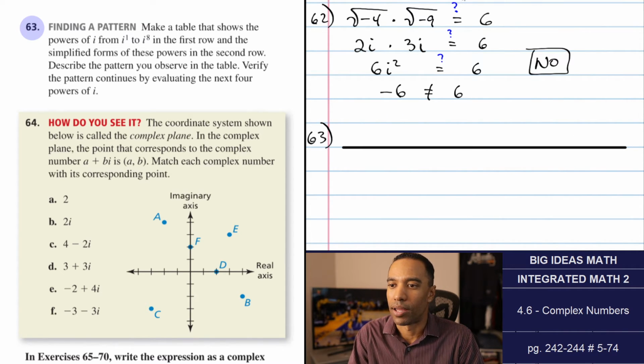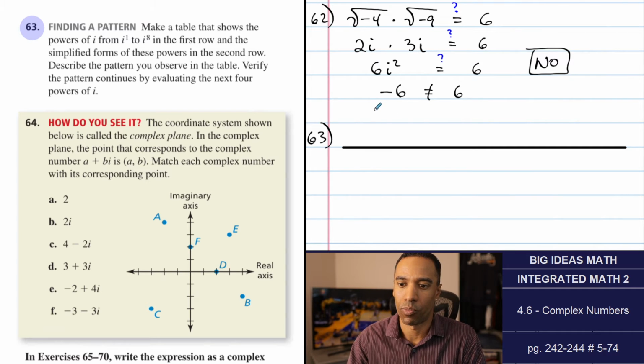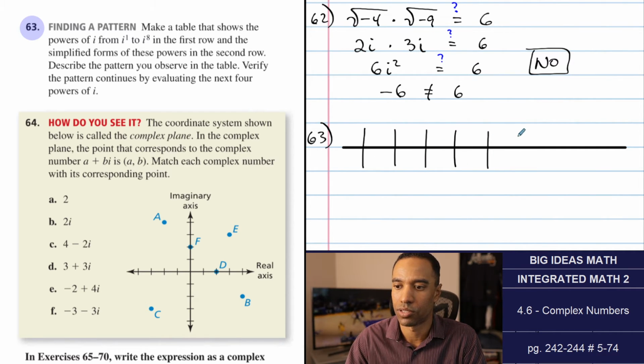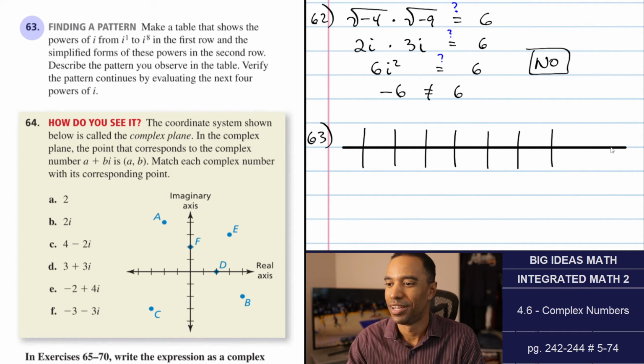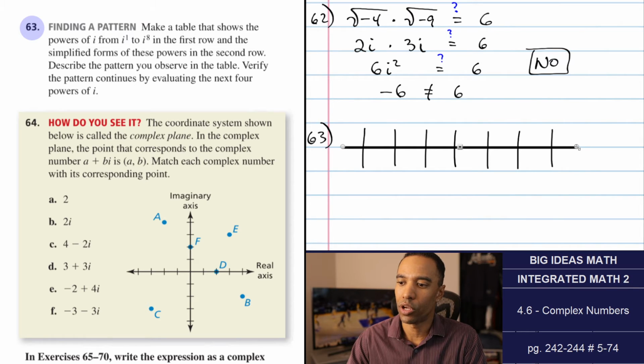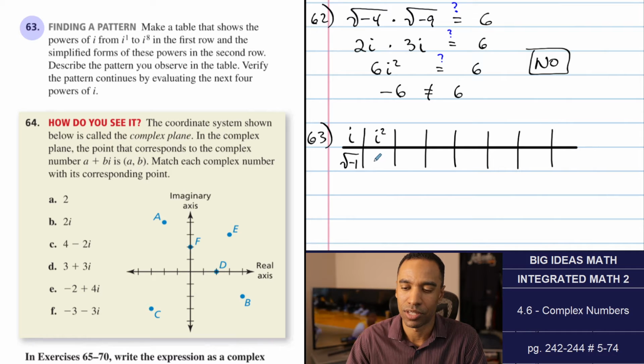I like the problem. All right, so I'm going to have this kind of table here, forgive the ugly looking column portion, but we're going to go like this. We're going to go from i to the first power to i to the 8th power. Now, keep in mind, y'all, i is the square root of negative 1, and therefore i squared is negative 1. Remember, we take care of the square root part first.